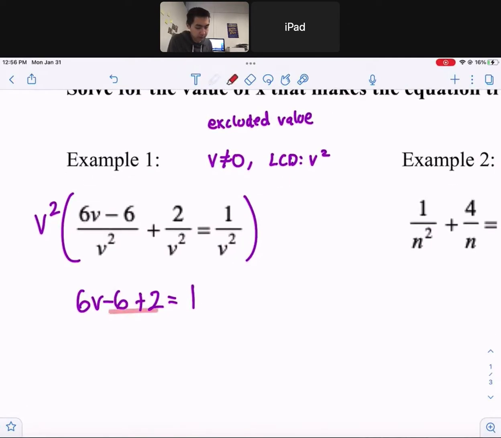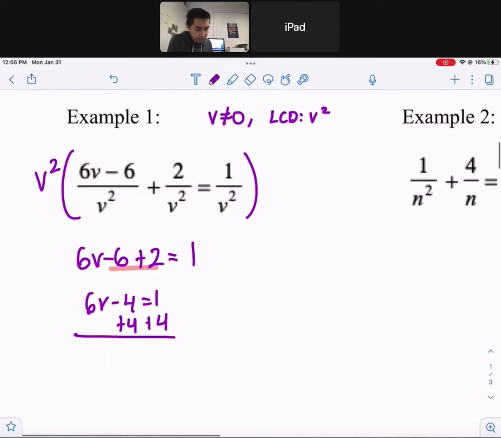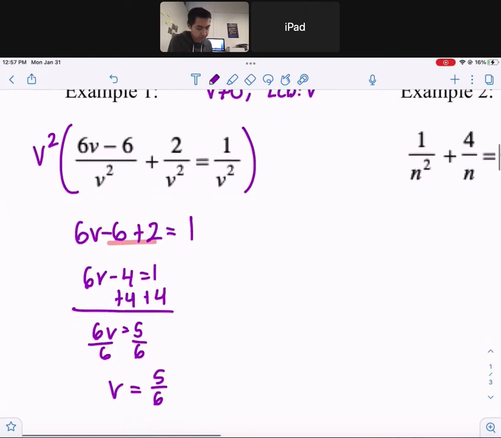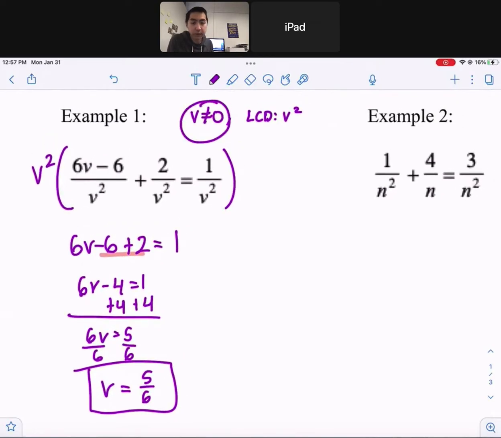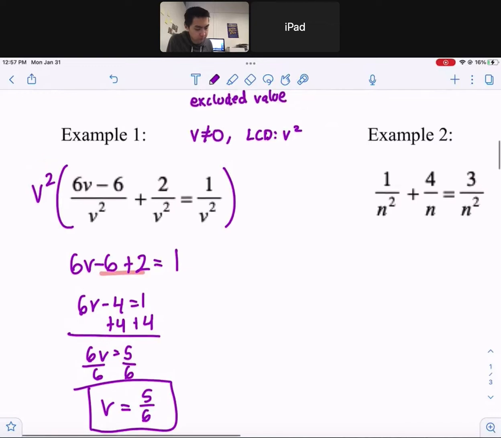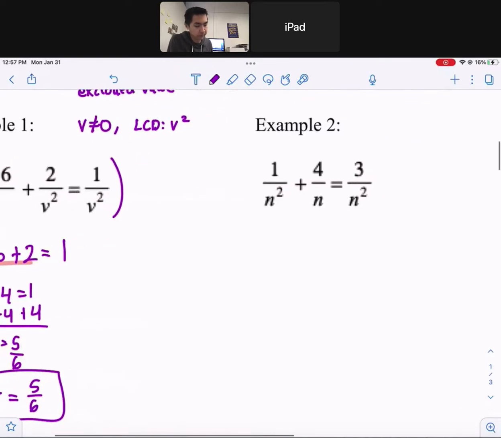Combine like terms, so we get 6v minus 4 equals 1. Add 4 to both sides, and then divide both sides by 6, and we get v equals 5 over 6. Make sure that does not match up with the excluded value, because we know it can't be 0.